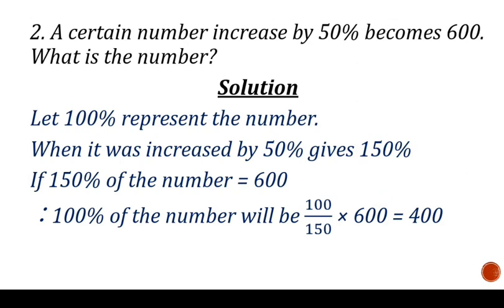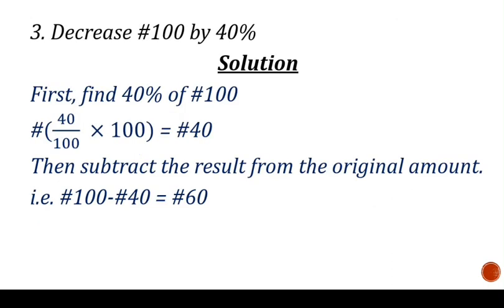Okay, I hope you understand that. Now let's go to another example. Example 3 now says decrease 100 by 40%. Now first find 40% of 100. Like we did in the first place, 40% of 100 now gives us 40/100 times 100, which gives us 40.